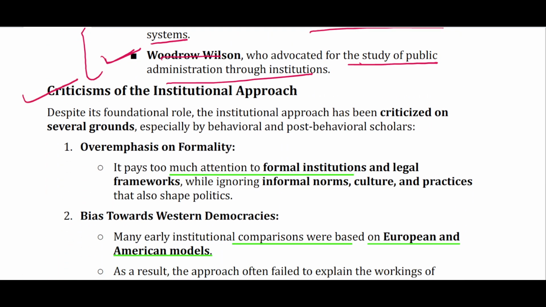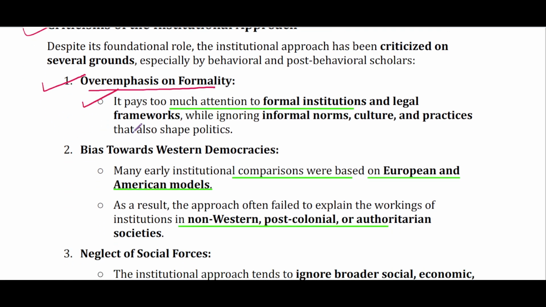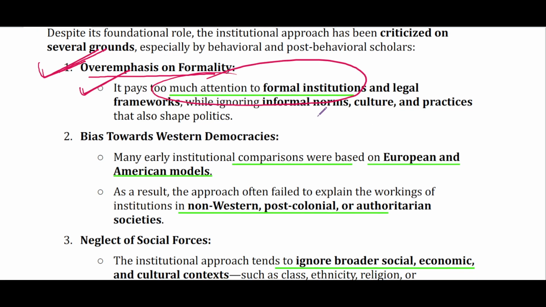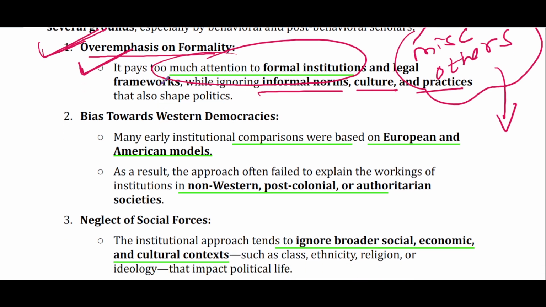And now the criticisms. First, it overemphasized formality, which in other words means it pays too much attention to the formal institution, and it is not just the formal institution that shapes the political outcome and the political behavior of people. There may be other factors like informal norms, culture, social practices. There may be many other miscellaneous factors that need to be taken into account to arrive at such a conclusion. And such a broad study was not undertaken by this approach.